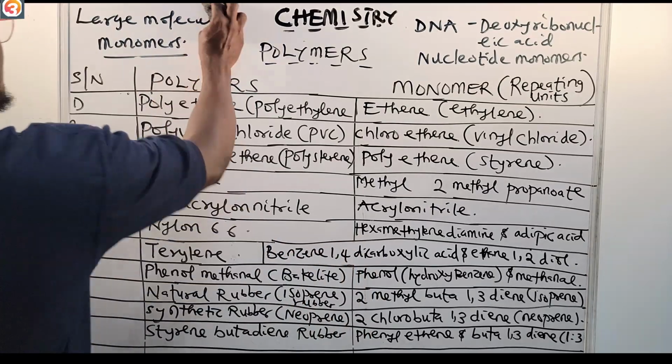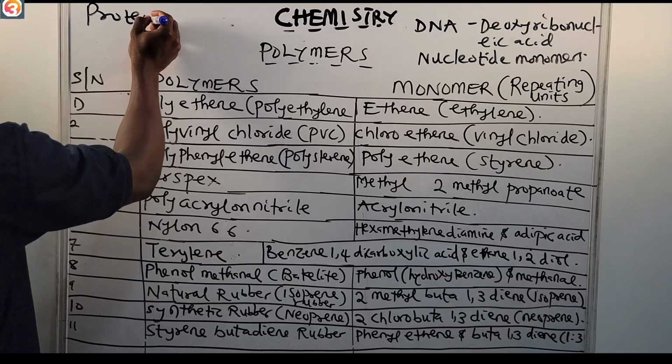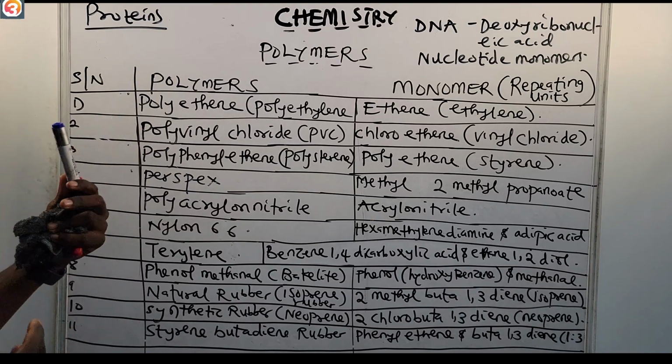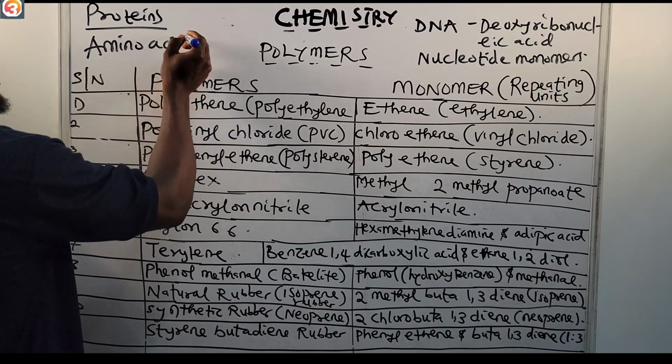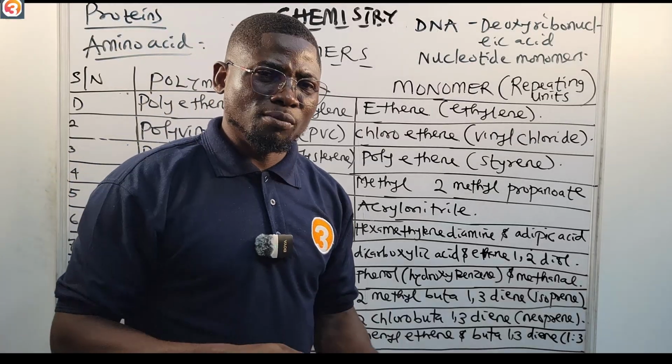Also, your proteins. Protein is another type of natural polymer that we have. There's another example of natural polymers that we have. Of course, proteins are made up of amino acid monomers.